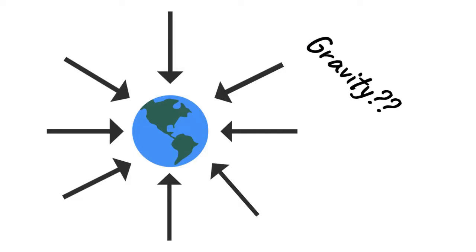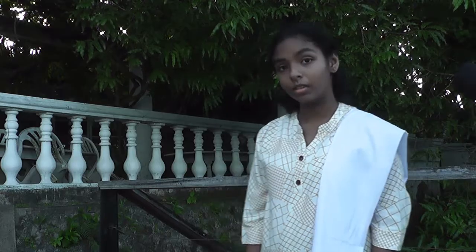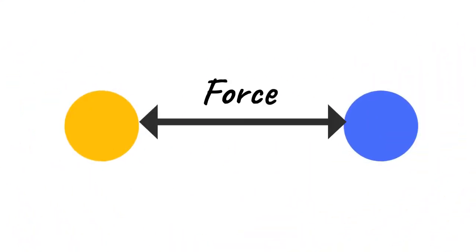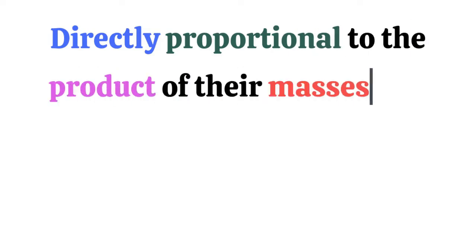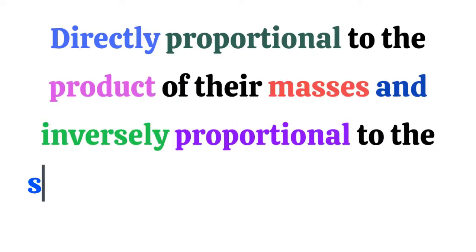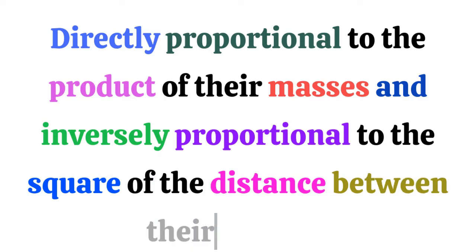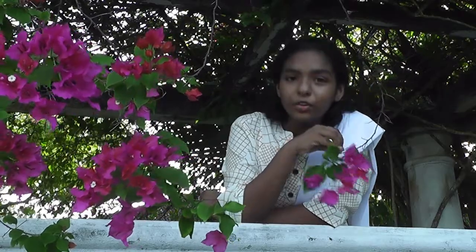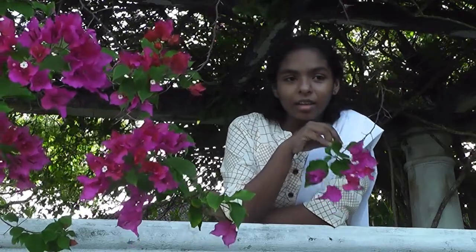But what is gravity? Isaac Newton's law of universal gravitation states that every particle in the universe attracts every other particle with a force that is directly proportional to the product of their masses and inversely proportional to the square of the distance between their centers. So, gravity is a force. It's as simple as that. But how does this force work?